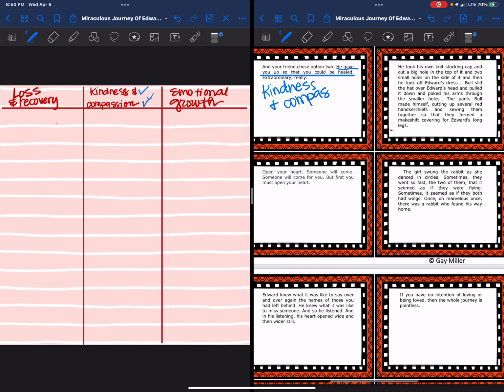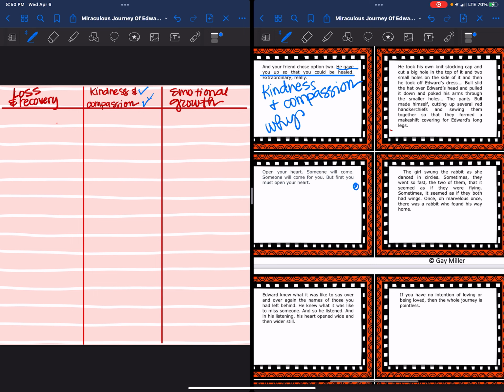When we come back together and we study these, you need to be able to tell me the why behind it. Like I just explained to you, the why with Lucius Clark and with Edward and with Bryce dropping him off, you need to be able to do that too. All right, so let's look right down here at this one. Open your heart. Someone will come. Someone will come for you. But first, you must open your heart.